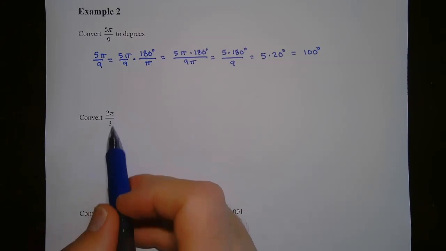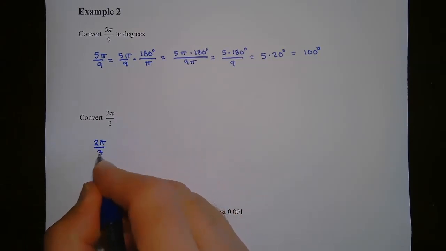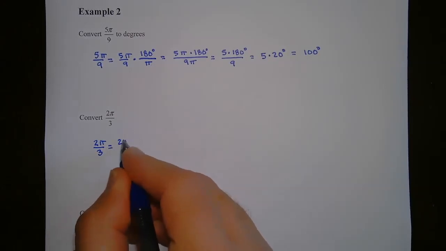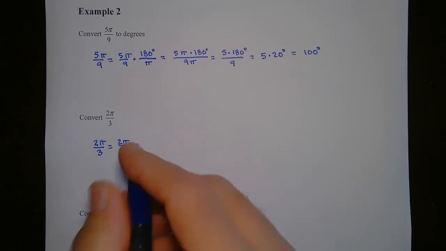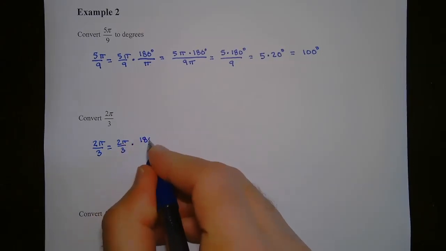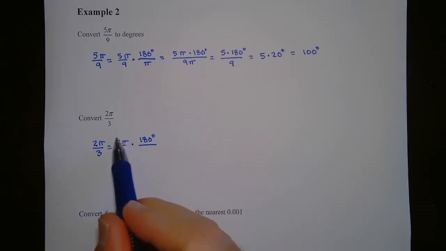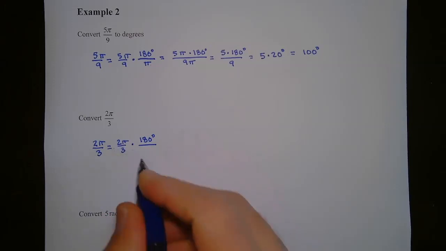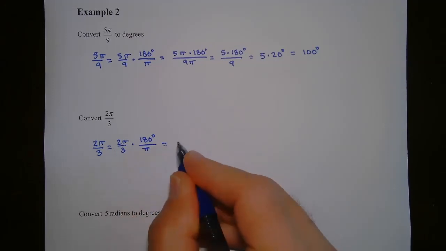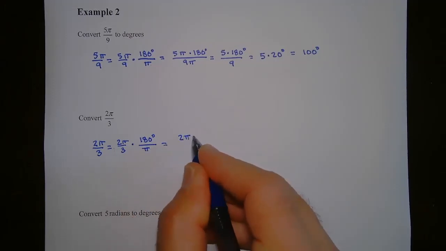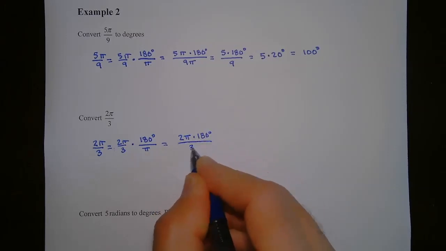All right, so this next one is 2 pi over 3. So 2 pi over 3 is equal to 2 pi over 3 times, I want to get degrees out, so I'm going to put that on top, over my angle in radians, because this is radian angle measurement, so I want this to be radian so that they cancel, and 180 degrees is equivalent to pi radians. So this would be 2 pi times 180 degrees over 3 pi.